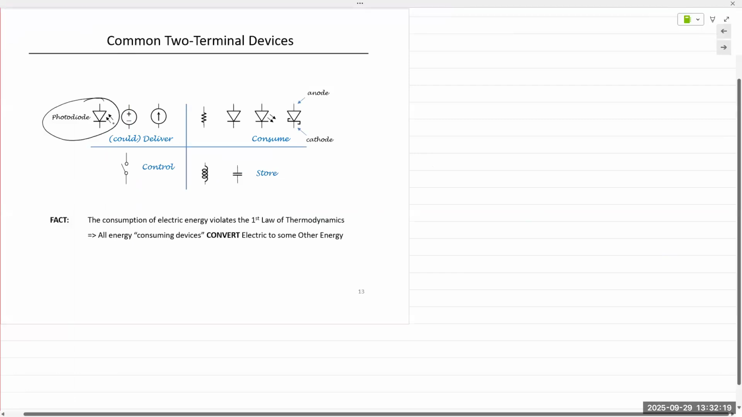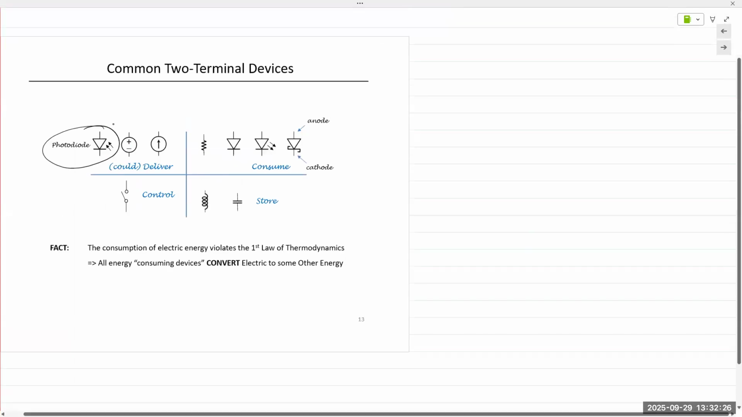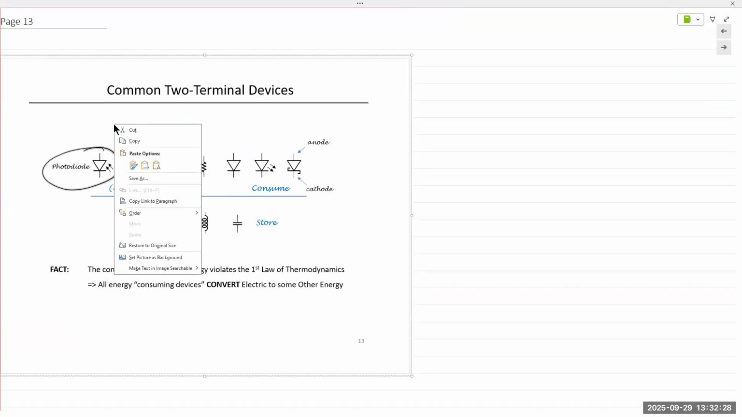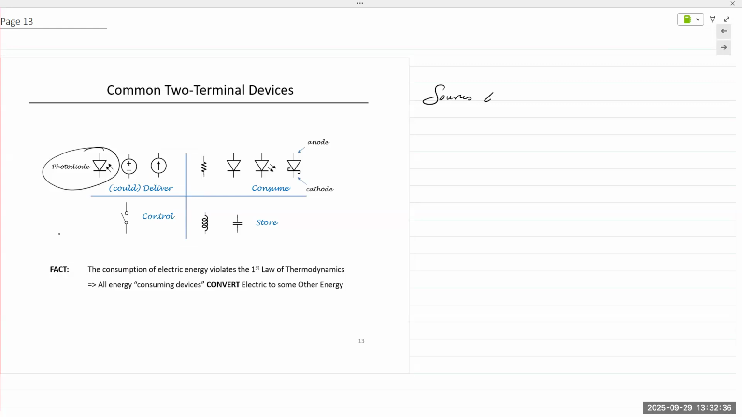Any device that supplies energy is a source. Any device that receives and consumes energy is a load. So broadly classified, we have sources and we have loads. Power supplies are sources, and everything else pretty much is a load.